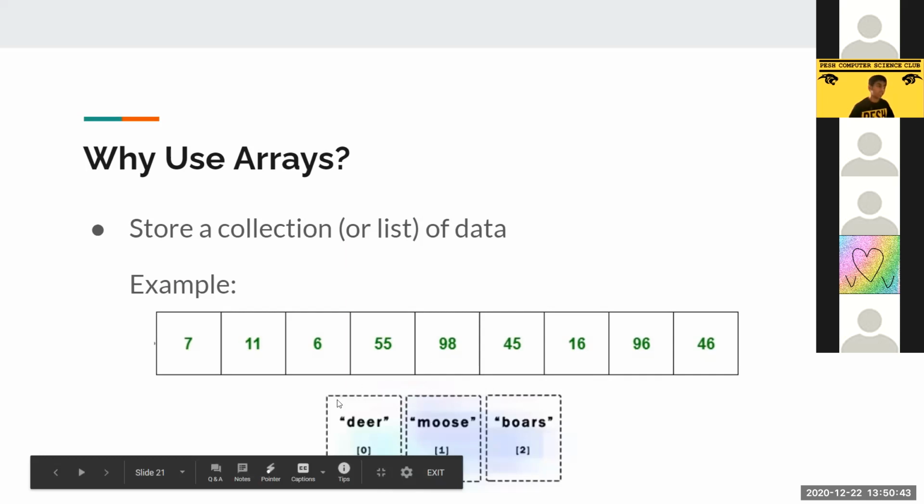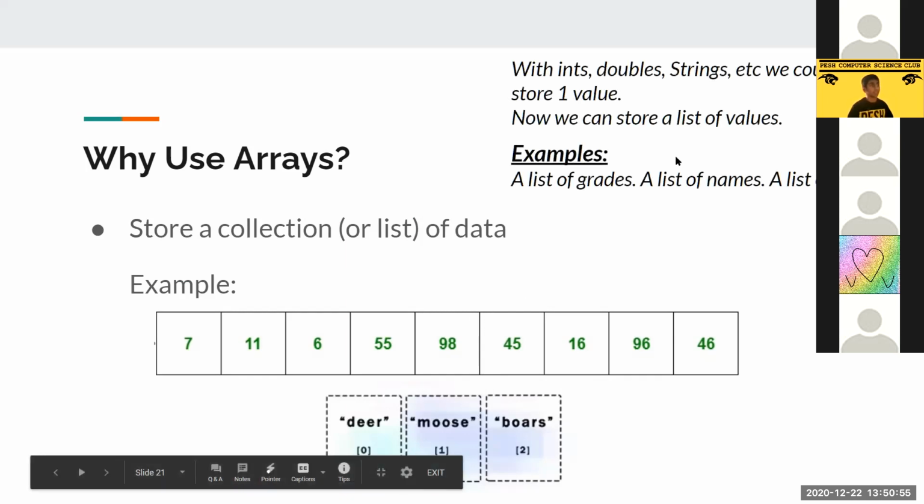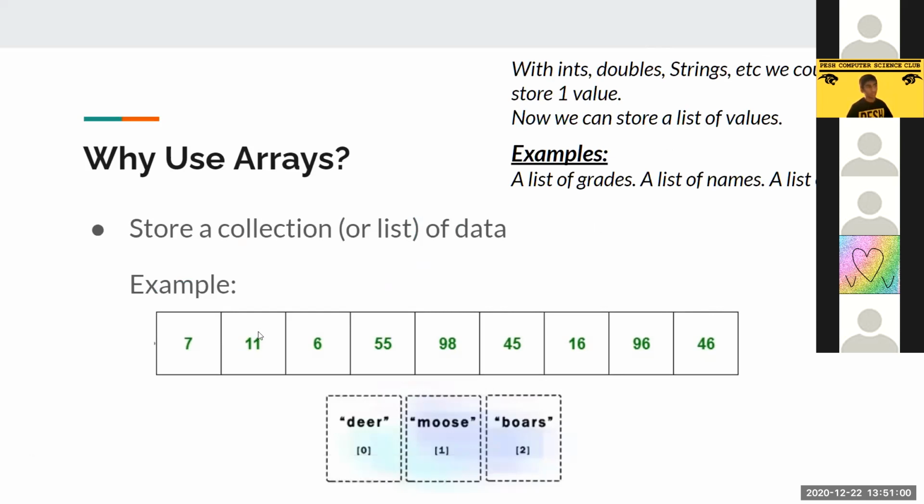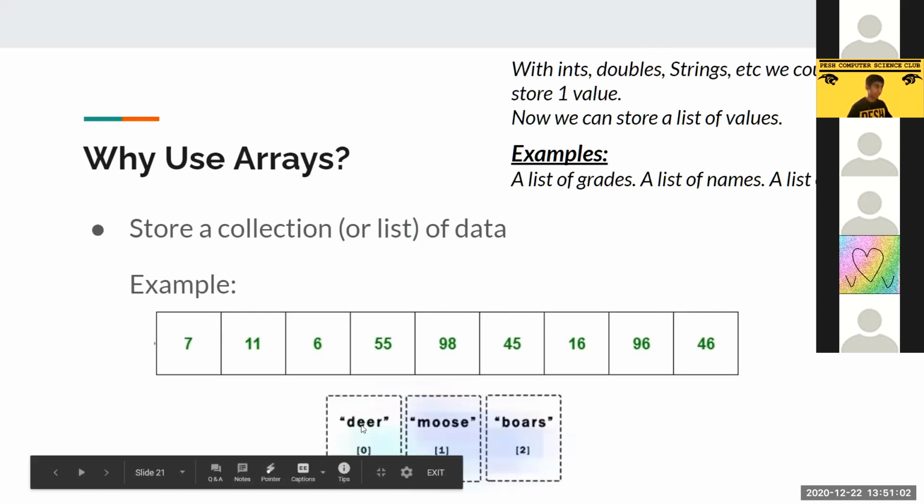And the second example I have below, these arrays can store a collection of strings additionally. They could store any data type, and they could store multiple of those single data types. So now we can store a list of values. For example, we can store a list of names, a list of animal names such as deer, moose, boars, a list of grades, a list of movies. You can store a list of anything.